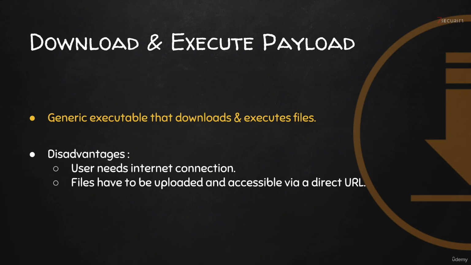The first one is, because this is a download and execute payload, the target needs to have internet access when they execute the file, because the file will have to download two files, the front file and the evil file. So without internet access, the method will not work.